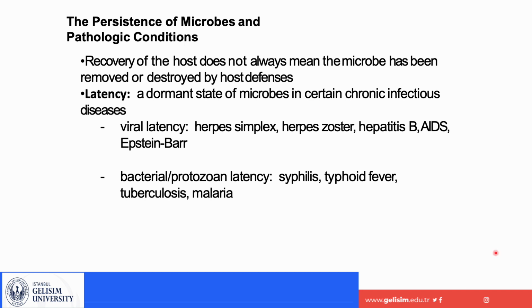So the persistence of microbes in pathogenic conditions refers to the ability of some microorganisms to remain in the body after the initial infection and to cause disease later on. This can happen when the microbe enters a dormant state called latency, where it's not actively replicating, but it can reactivate and cause disease under the right conditions. Latency is commonly seen in chronic infectious diseases caused by viruses, bacteria, and protozoa. You'll see it in herpes simplex, tuberculosis, and even malaria.